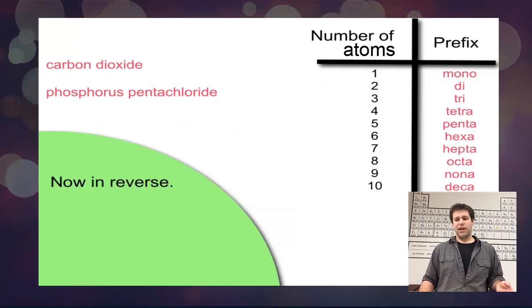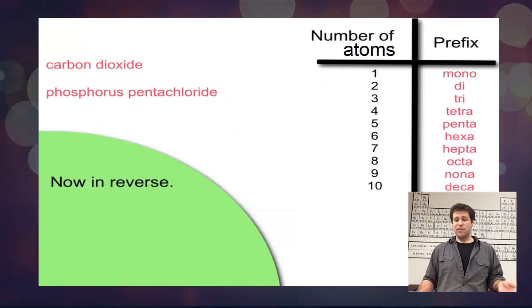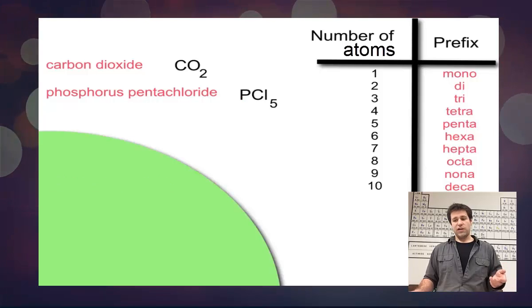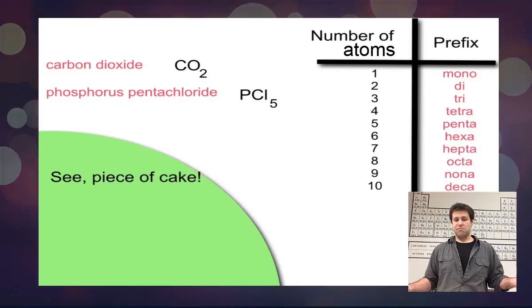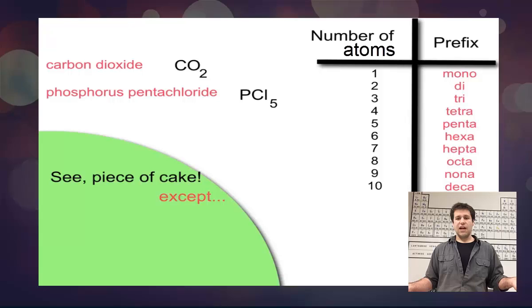So let's do it the other way. We have carbon dioxide. You breathe it out all the time. 1 carbon, 2 oxygens. Phosphorus pentachloride, 1 phosphorus, 5 chlorines. Easy. Nothing to it. You've done this one all your life.